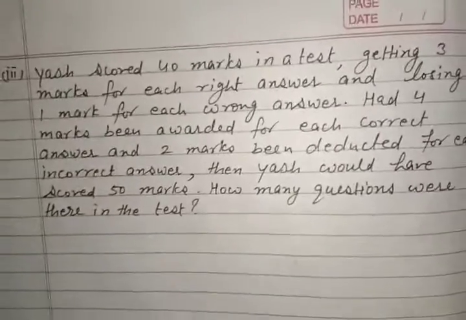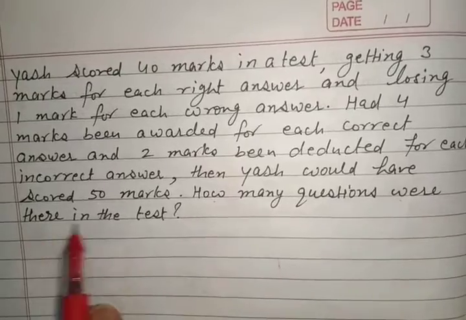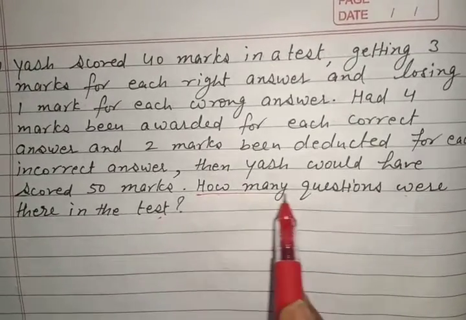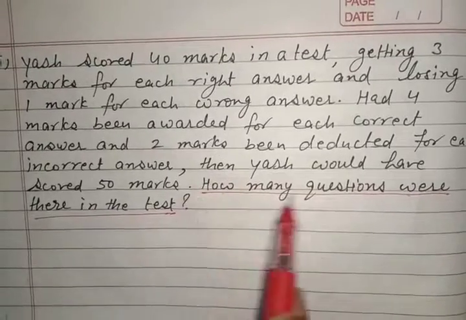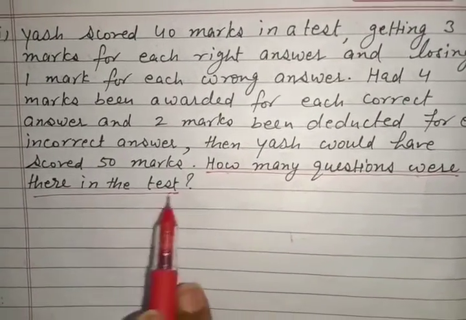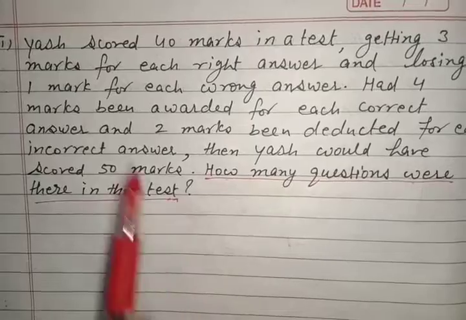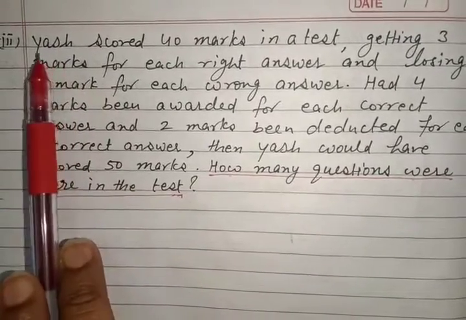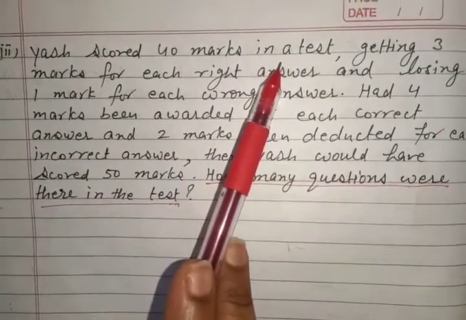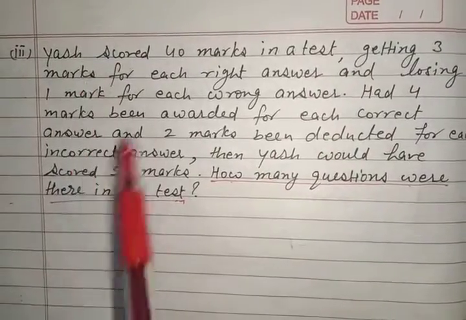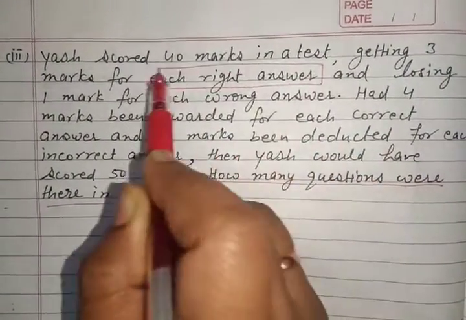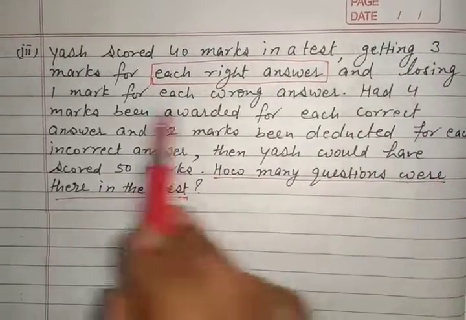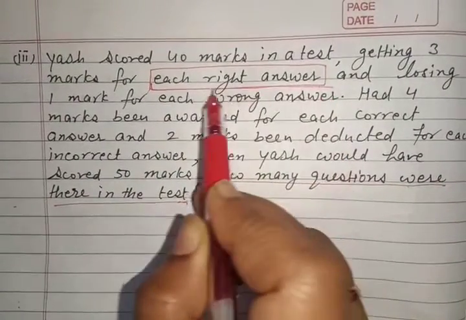Now the next question is: how many questions were there in the test? How many questions were there in the test? From this statement, we cannot understand what we need to suppose. So we have to read the complete question. Yash scored 40 marks in a test, getting 3 marks for each right answer and losing 1 mark for each wrong answer.